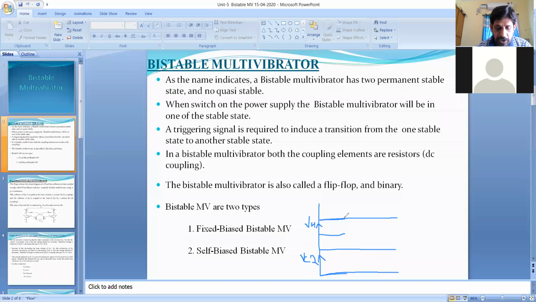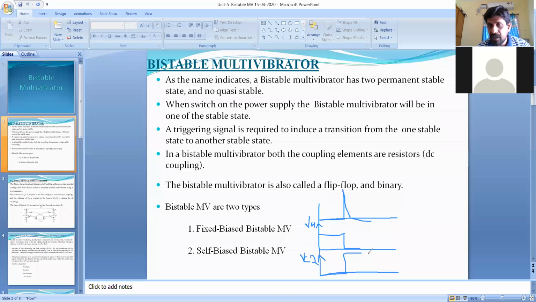Whether positive or negative, I will tell you later. I am applying the trigger pulse here. When a positive trigger is applied, which transistor is off? I apply it at the base of Q1. What happens? This voltage becomes low, 0, and this becomes on.